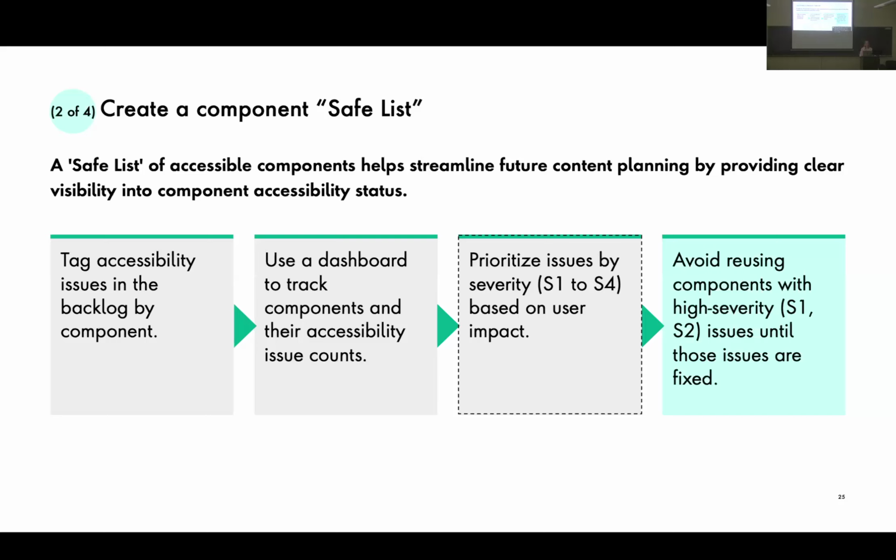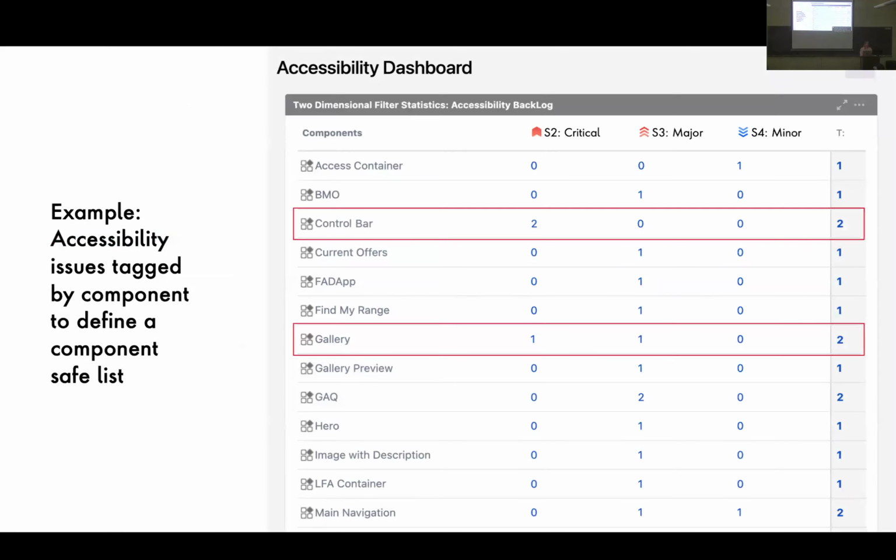And what's the point of this? I'm going to show you on the next screen, but once you have this dashboard in place, it makes it a lot easier to talk to teams about avoiding reusing components with high severity issues until those issues are fixed, right? Because now they have a nice view. Here's an accessibility dashboard for one of our clients. You can see along the left side are all the component names, and then in columns on the right, it shows the count of accessibility issues by severity level.